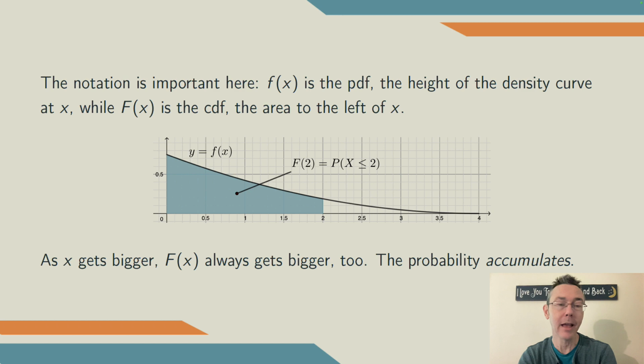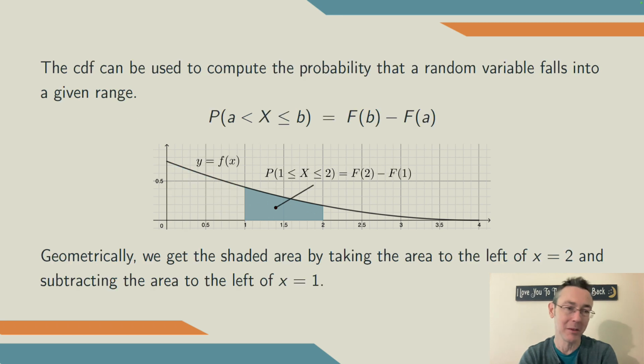Here I'm drawing big F of 2. The cumulative distribution function at x equals 2, the probability that x is less than or equal to 2. Notice that as x gets bigger, big F of x always gets bigger too. The probability accumulates.